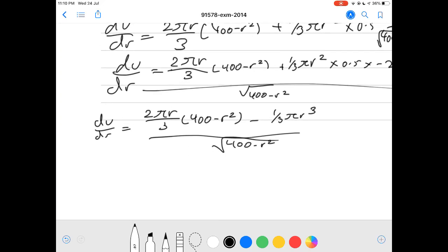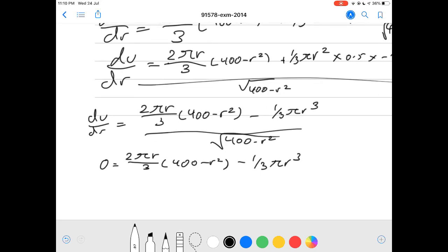So you know that at the maximum, the gradient is 0. Therefore 0 equals 2 pi r over 3 multiplied by 400 minus r squared, minus 1/3 of pi r cubed. If I move the square root of 400 minus r squared to the other side, 0 times anything is still 0, so we can just remove that entirely. Now we can rearrange this equation a little bit. So 1/3 of pi r cubed is equal to 2 pi r over 3 multiplied by 400 minus r squared.